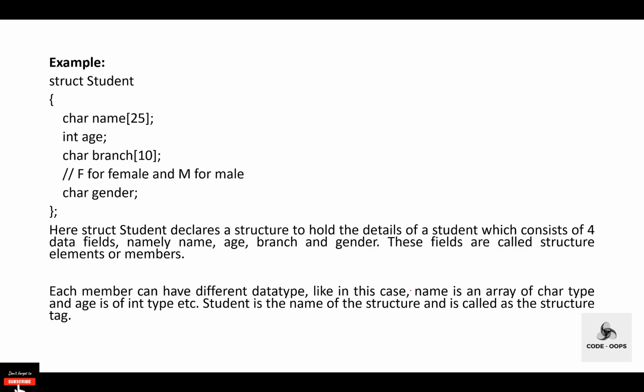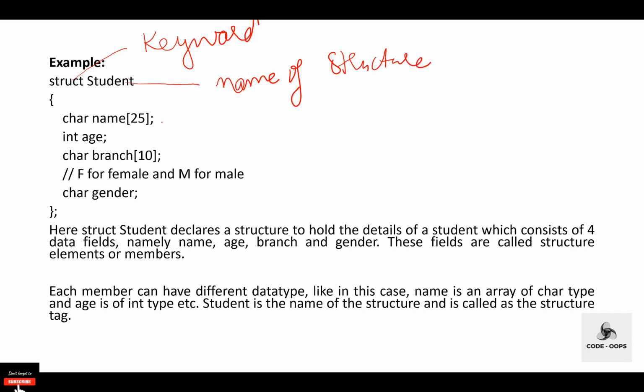For example, we have a student structure, and the student structure has 4 data members: name, age, branch and gender. Struct is the keyword and student is the name of the structure. Name, age, branch and gender are the data members of the structure.